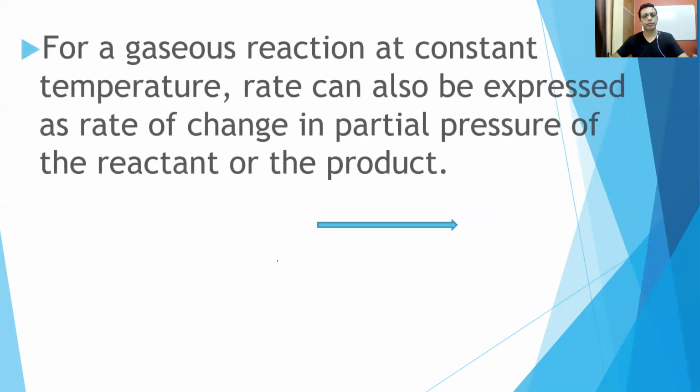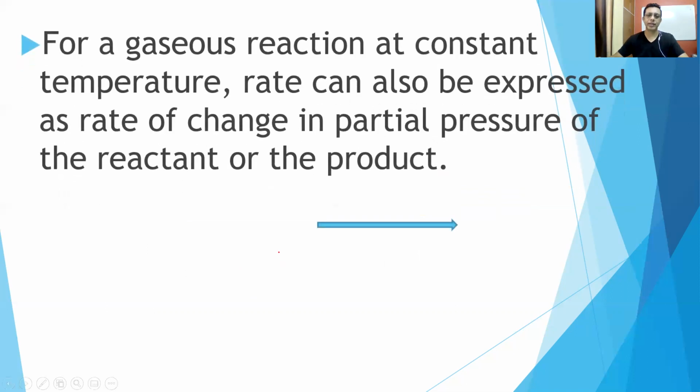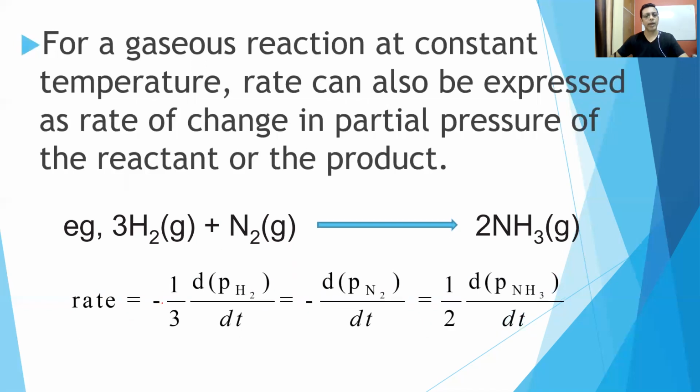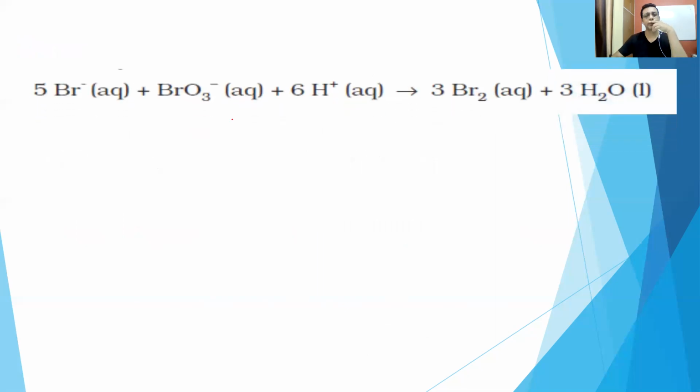So for this reaction, when the reaction is gaseous, the rate can be expressed as change in partial pressure of the reactant and the product. Suppose this is a reaction that occurs in gas phase. In this case, the rate of the reaction can be expressed as minus 1/3, because the coefficient is 3 here, 1/3 d of partial pressure of H2 by dt, which will be equal to minus d of partial pressure of N2 by dt, which will be equal to half d of partial pressure of NH3 by dt. So these are the ways by which the rate can be expressed when the species are present in the gaseous state. Now for this reaction, how can the rate be expressed?